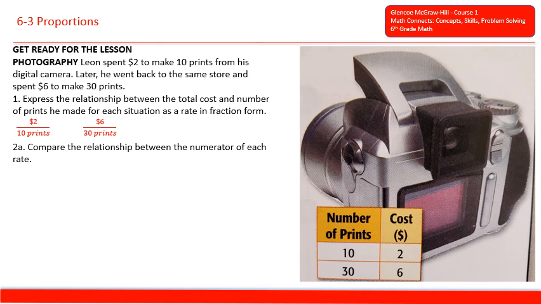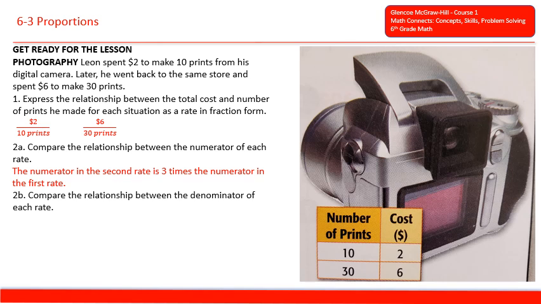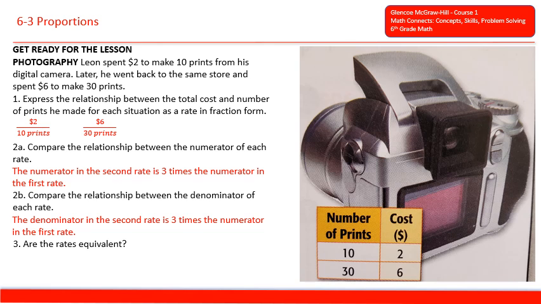Compare the relationship between the numerator of each rate. The numerator in the second rate is 3 times the numerator in the first rate. So $6 is 3 times $2. Compare the relationship between the denominator of each rate. The denominator in the second rate is 3 times the denominator in the first rate. So 30 prints is 3 times 10 prints. Are the rates equivalent? The rates are equivalent since they have the same unit price, $1 for 5 prints.